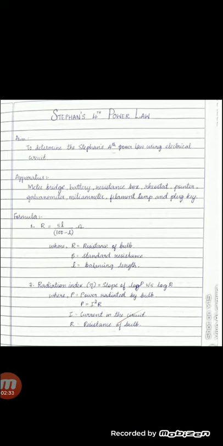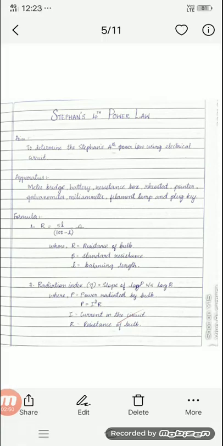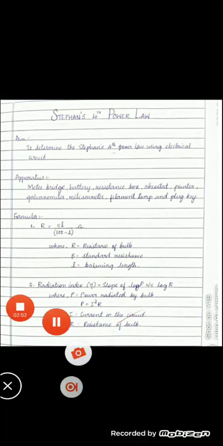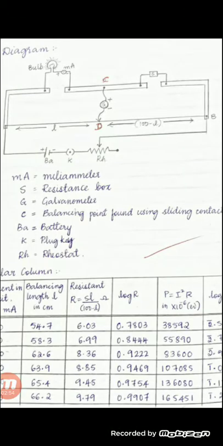The aim of the experiment is, not to determine, but to verify the Stefan's Boltzmann fourth power law by using an electrical circuit. Here we are going to use the electrical circuit, and by using this electrical circuit we are going to verify the Stefan's Boltzmann fourth power law.